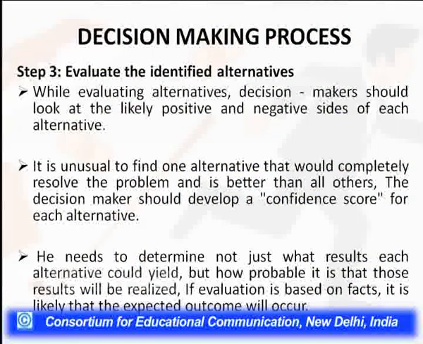Now coming on to step 3, you have to evaluate the identified alternatives. While evaluating the alternatives, the decision makers should look at the likely positive and negative sides of each alternative. It is unusual to find one alternative that would completely resolve the problem and be better than all others. The decision maker should develop a confidence score for each alternative. He needs to determine not just what results each alternative could yield, but how probable it is that those results will be realized, and if the evaluation is based on the facts, it is likely that the expected outcomes will occur.